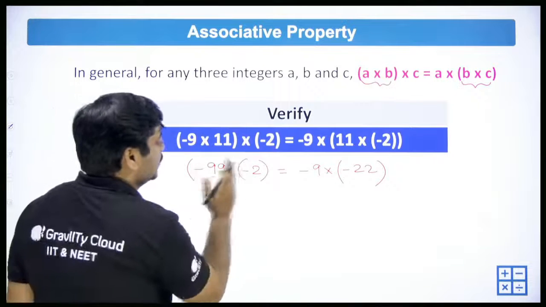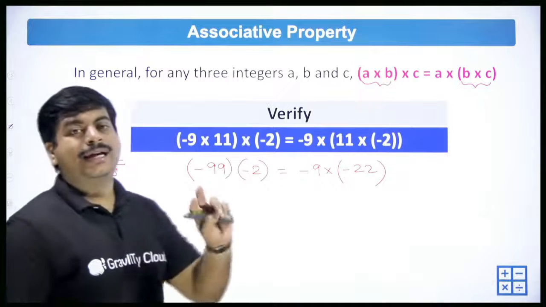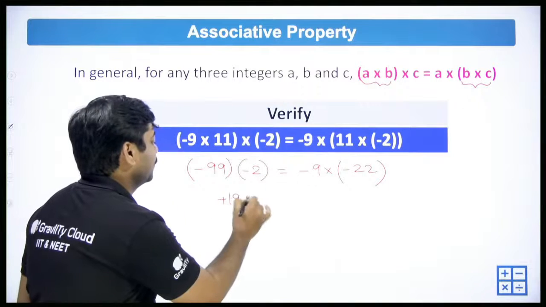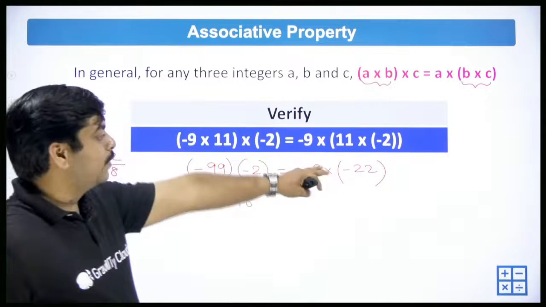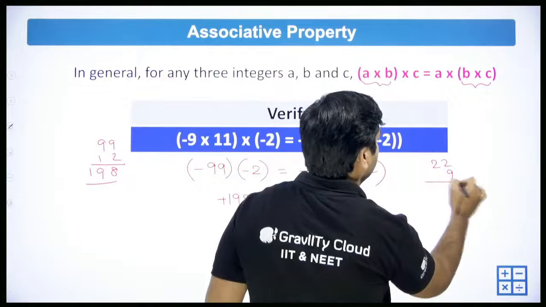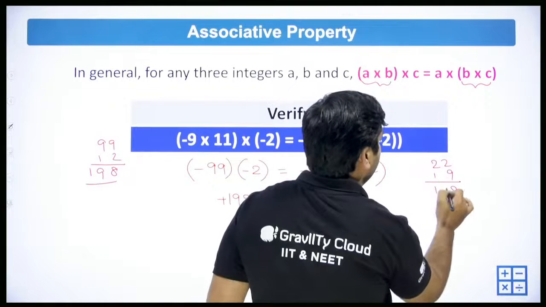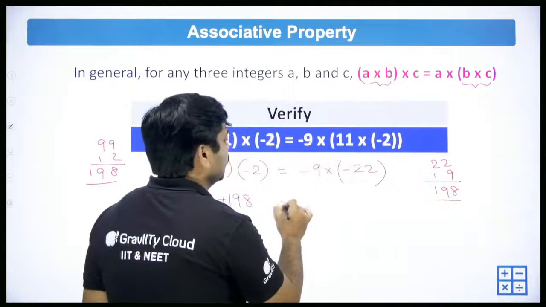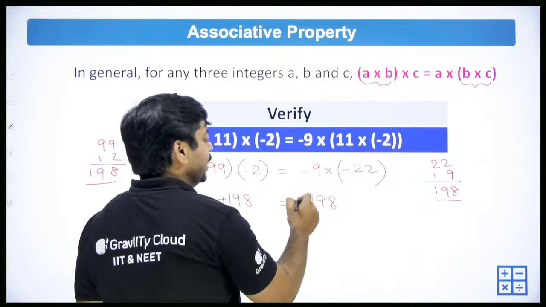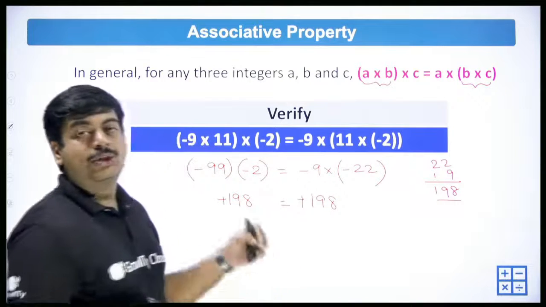So negative into negative is positive, so it becomes plus 198. And this one, 22 into 9. 9 twos are 18 and 1 is 19. Yes, so this is also equal to 198, with negative into negative again positive. So these two are equal.